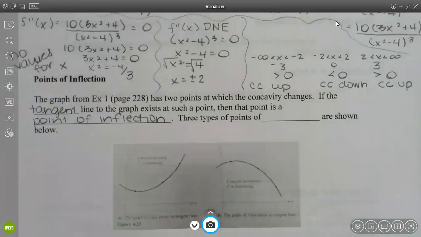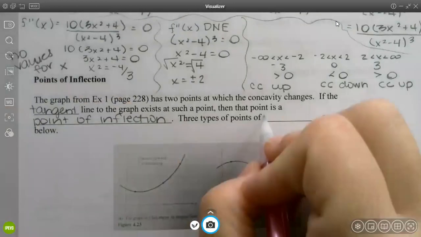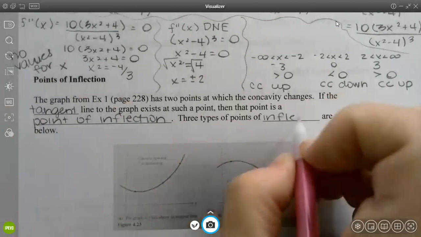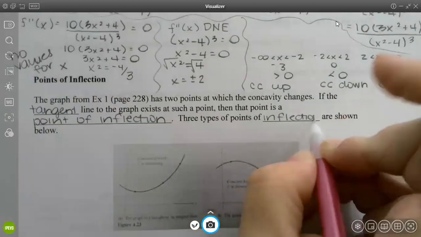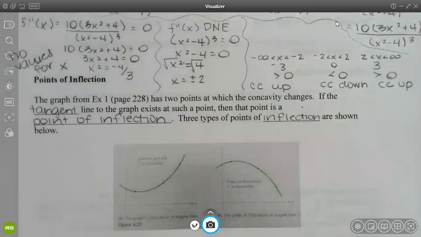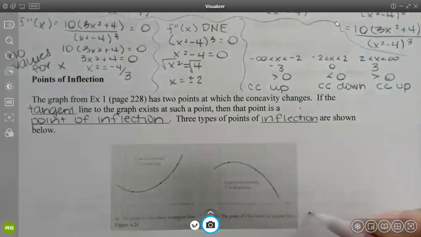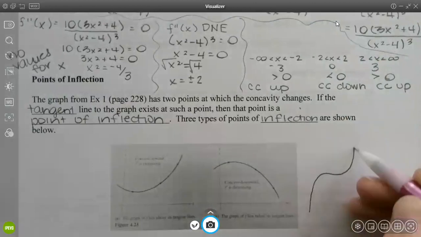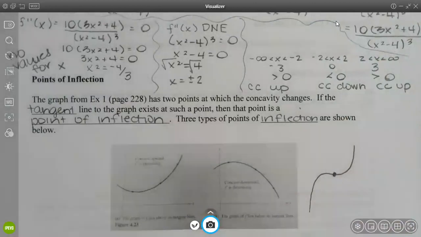3 types of points of inflection are shown below. And quite possibly there's only 2 of them. I don't know where the third one is. But the third one is going to look like your cube, so like x cubed is going to go right here.